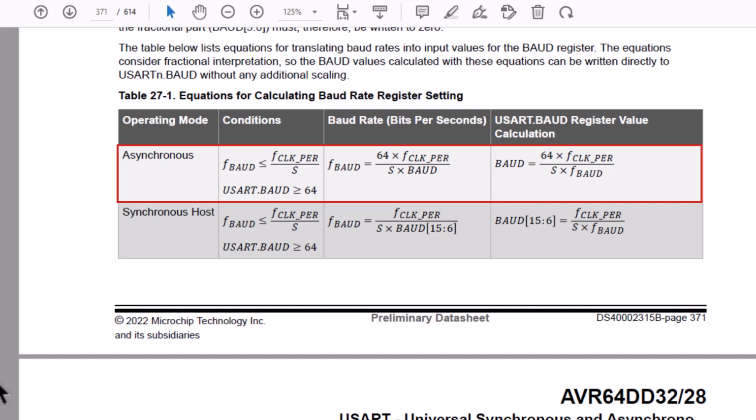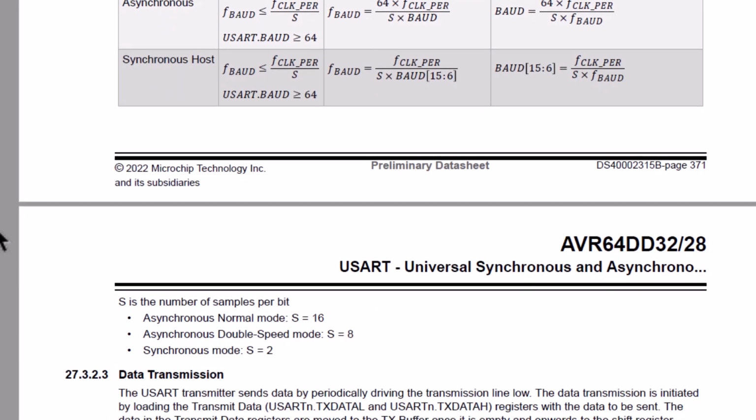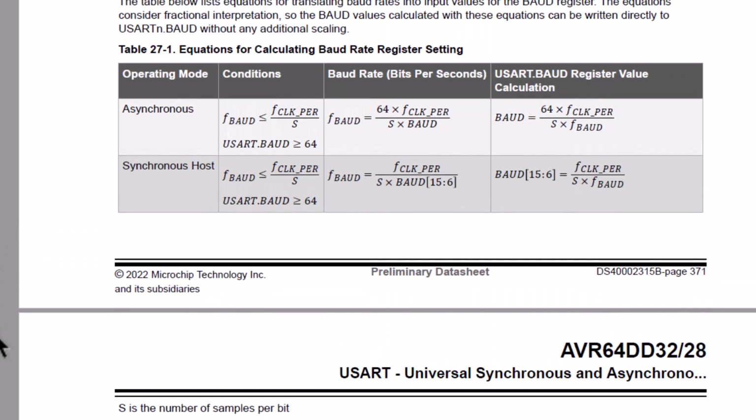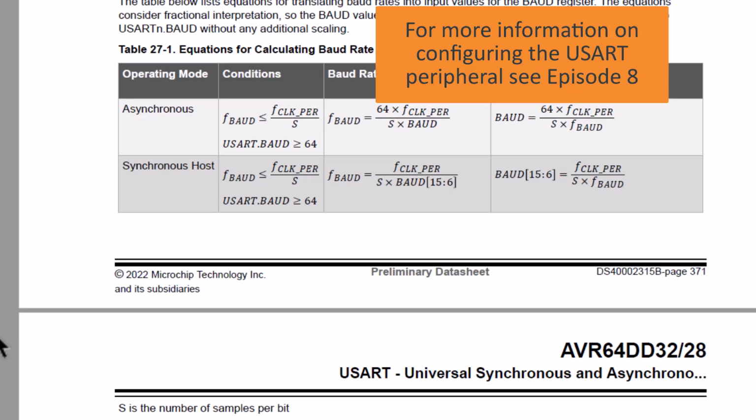We are operating in asynchronous mode, and our main clock will be 32.768 kilohertz. Then under the table, it states that if we use asynchronous mode, S equals 16. If we plug those values into the equation, we get a maximum frequency of 2048 Hz. The most commonly used baud rate below that is 1200. For more information on setting up the USART peripheral, refer to episode 8 in this series.